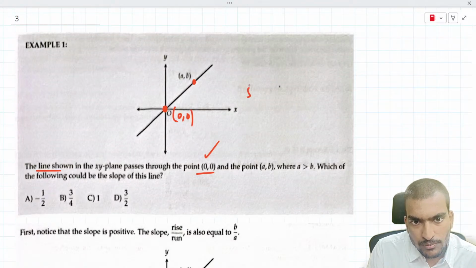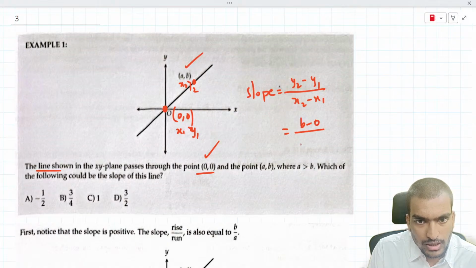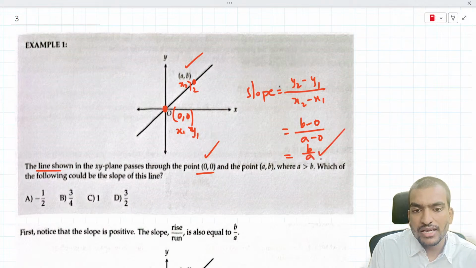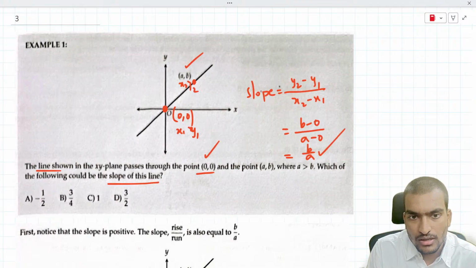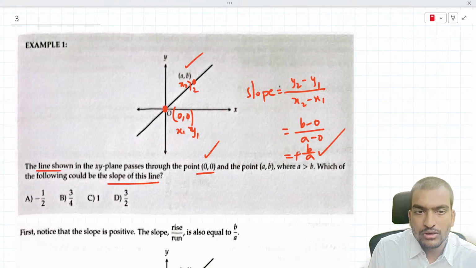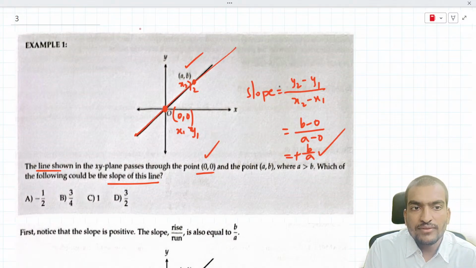So what is the slope? Slope equals change in y by change in x, which is y2 minus y1 by x2 minus x1. With points (x1, y1) and (x2, y2), what is y2? b minus 0 divided by a minus 0. That equals b by a. What we got is b by a. The slope is b by a. They are asking which of the following could be the slope of the line. We just found the slope, and it is a positive slope. We don't even need to calculate the slope; by watching this line, we can say that this is a positive slope. It's moving upward.